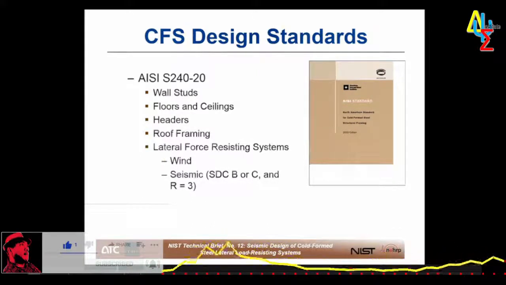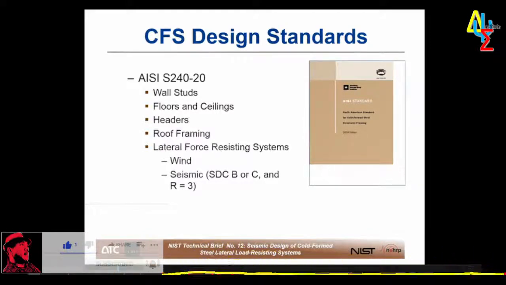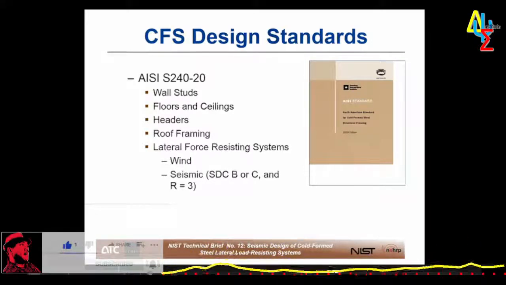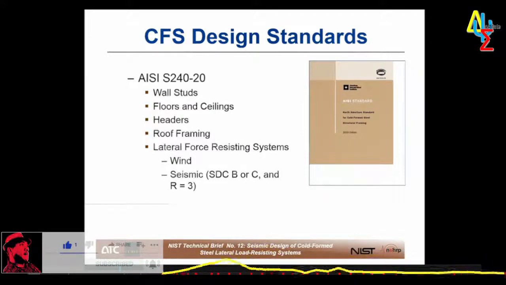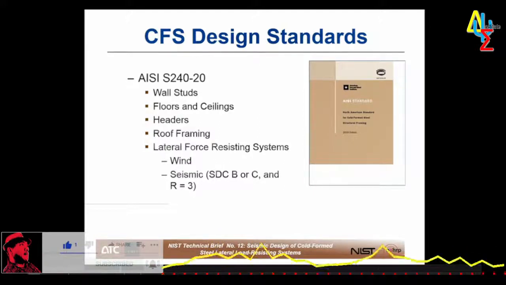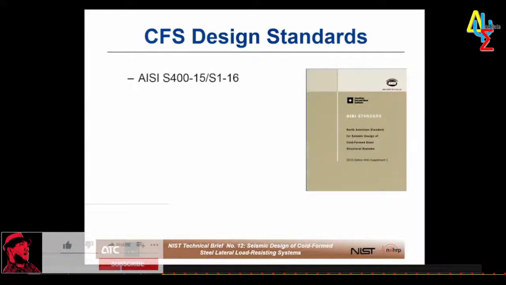And when we say low seismic, what we're talking about is seismic design categories B or C with a seismic response modification factor R equals 3. Sometimes folks think that it should be R less than or equal to 3, and it's kind of a weird setup, but it is actually very specifically R equals 3, and there are a few reasons for that with regard to a very particular system in ASCE 7 that uses R equals 3. But for practical purposes, low seismic design category would be B or C, R equals 3. If you're there, you can use S240. If not, you've got to go to S400.